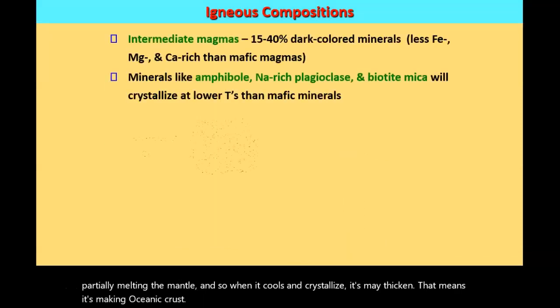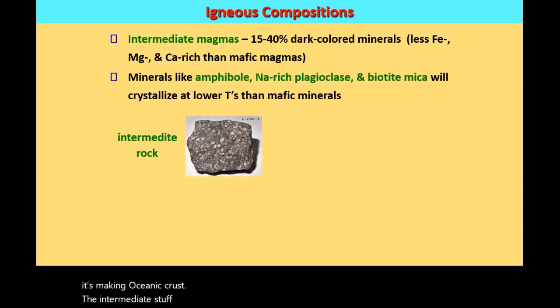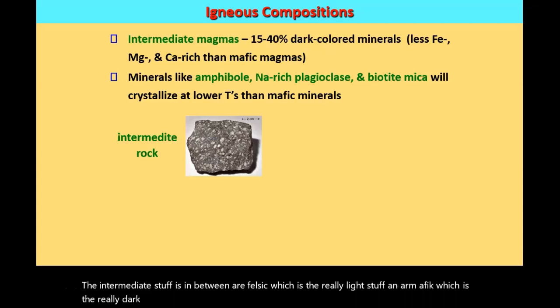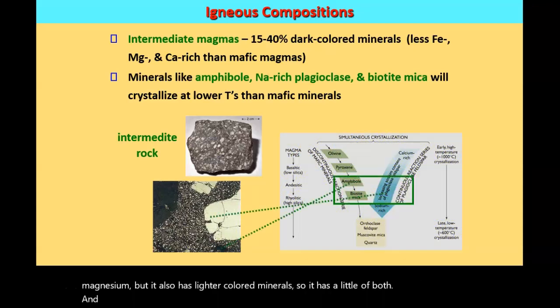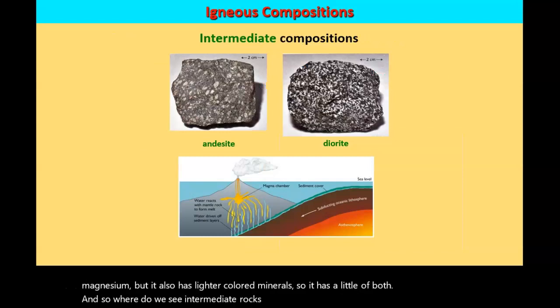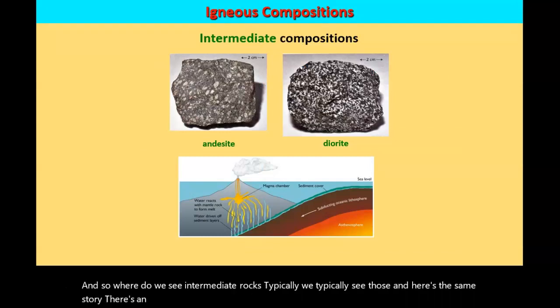The intermediate stuff is in between our felsic, which is the really light stuff, and our mafic, which is the really dark stuff. So intermediate kind of means it's in between. So it has some iron and magnesium, but it also has lighter colored minerals. So it has a little of both. And so where do we see intermediate rocks typically? We typically see those, and here's the same story. There's an andesite and a diorite. These are the names of these rocks that are intermediate.